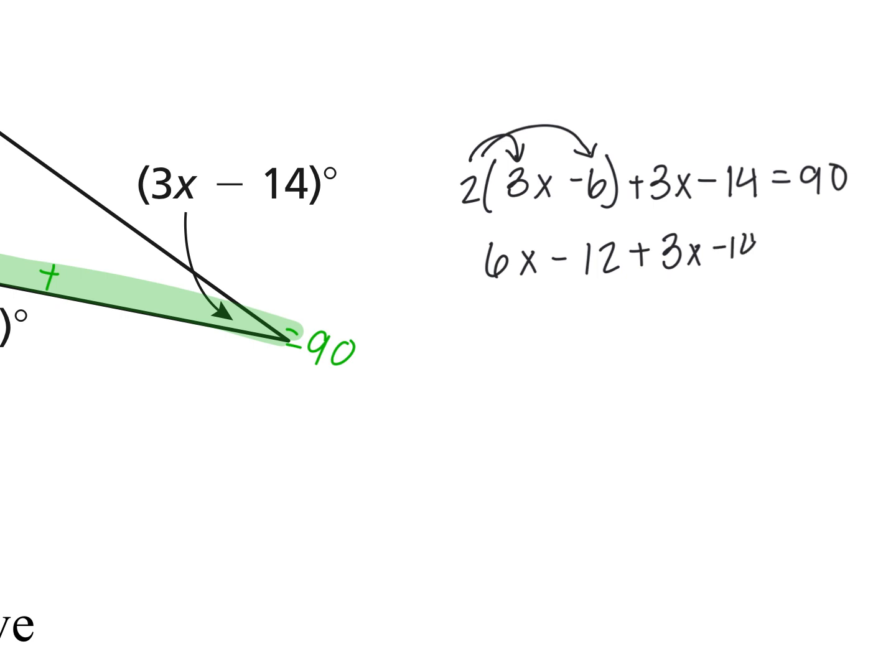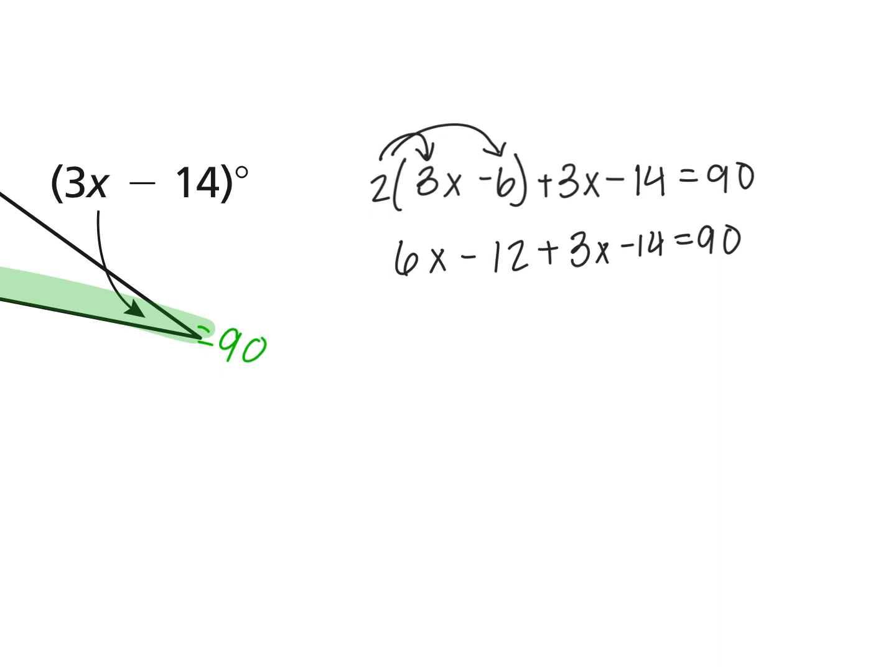Plus 3x minus 14 equals 90. Now I can go ahead and combine like terms. I have my x's. I have my constants. So now I'm going to have 9x minus 26 equals 90.